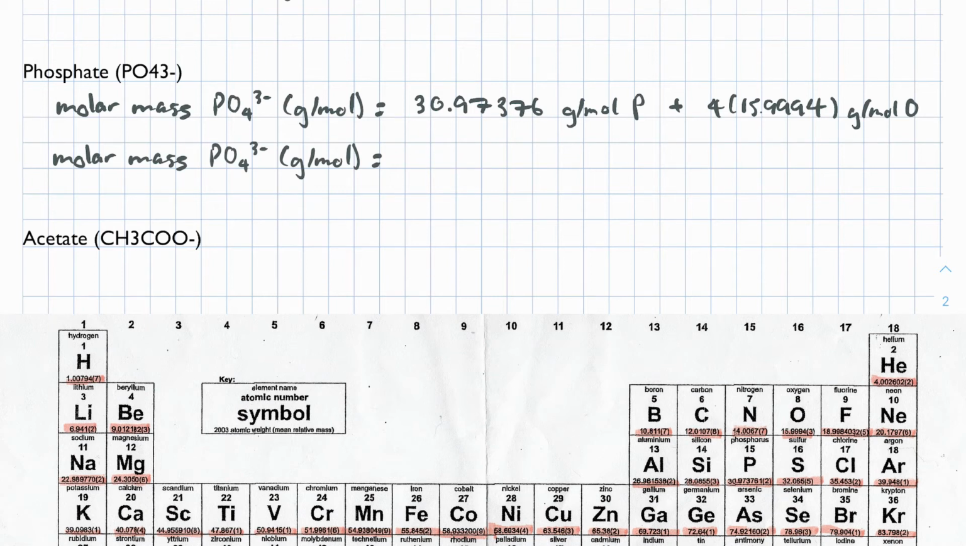So your results, if you plug this into your calculator, your sum should be 94.97136. But sig figs, remember? Oxygen only goes up to 4 decimal places, or actually 6 significant figures here. This sum has 7, so you want to reduce it. So 94.9714 grams per mole of PO4 3-.